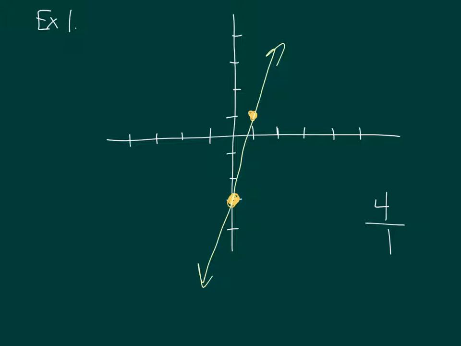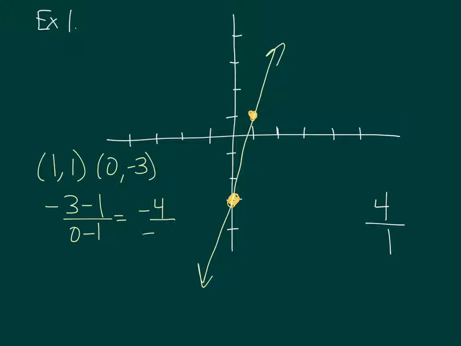I could also figure out what these points are. I have (1, 1) for one of them, and I have (0, negative 3). And I can easily plug it back in. And I have negative 3 minus 1 over 0 minus 1, which equals negative 4 over negative 1, which is the same thing as 4 over 1. They both result in the same answer. It's just 2 different ways of getting there.